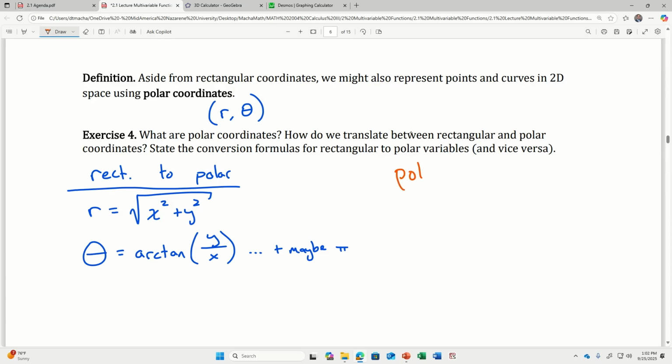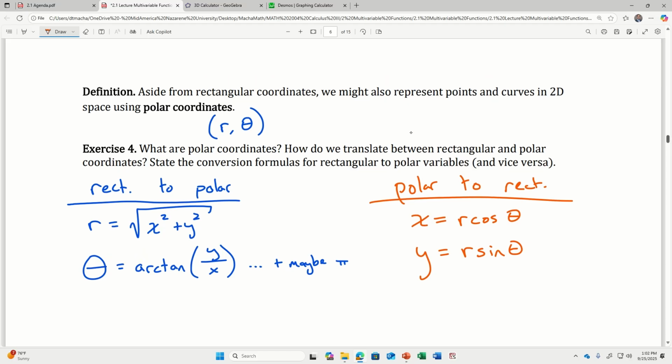And if you want to convert from polar to rectangular, how do I find x? X is equal to what? R cosine theta. Y is equal to r sine theta. Okay, glad we remember this.